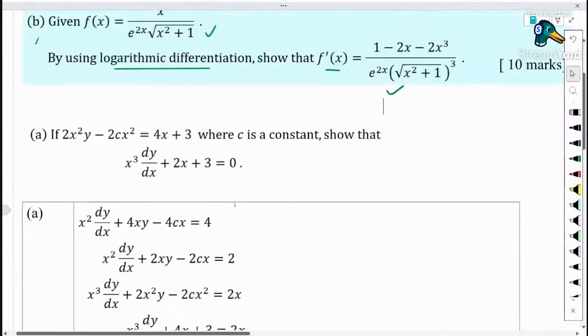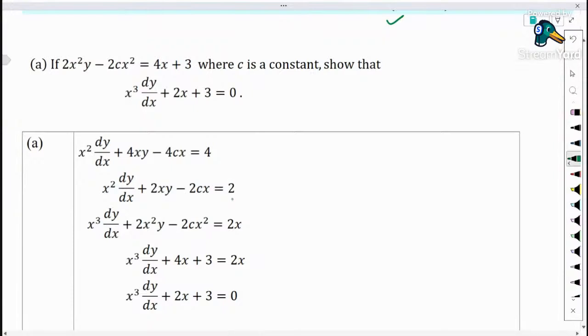Question A. Along the proving here, you find out that originally in the question it consists of the y term and it consists of c. But after you do differentiation and get the final answer, you're supposed to find that the y and c disappear. How is that possible? Let us have a quick look at our calculations here.